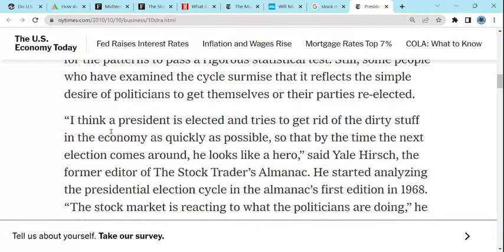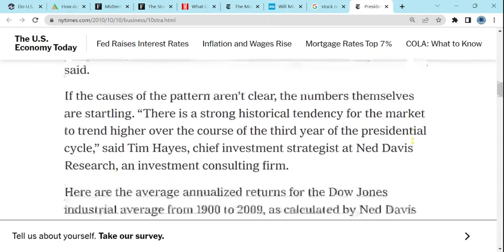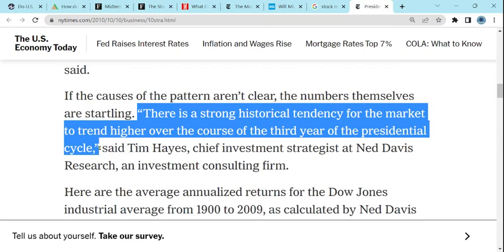He quotes, I think a president who's elected tries to get rid of the dirty stuff in the economy as quickly as possible so that by the time the next election comes around, he looks like a hero. Started analyzing in 1968: the stock market is reacting to what the politicians are doing. If the causes aren't clear, the numbers are startling. There's a strong historical tendency for the market to trend higher over the course of the 3rd year of the presidential cycle.